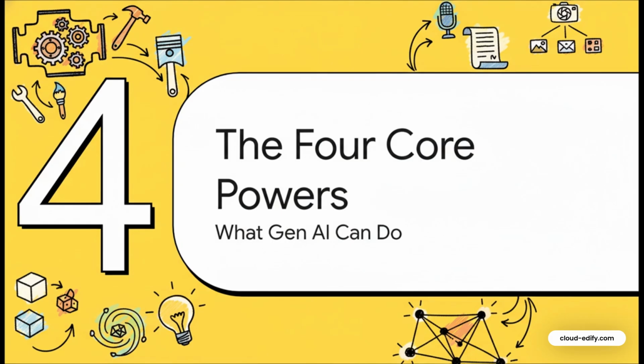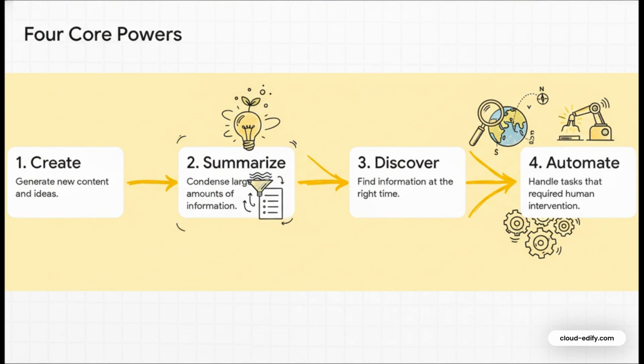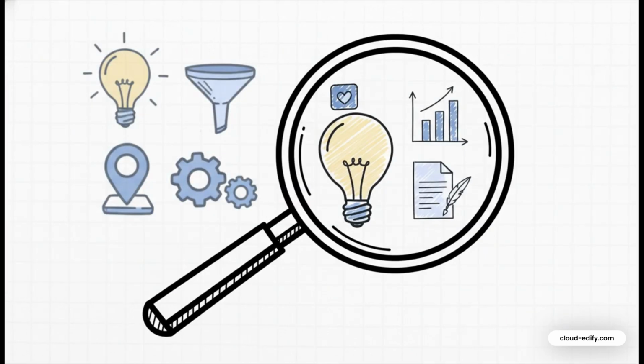So we've established it's a powerful engine, right? But what does that actually mean for a business? What can it do? Well, you can pretty much boil it down to 4 core superpowers. Here they are. Number 1, create. That means generating brand new content, ideas, text, images right out of thin air. Number 2, summarize. Imagine taking a massive 100-page report and boom, it's a 1-page brief. That's what it can do. 3 is discover. It's about finding that one critical piece of information, that needle in the haystack, buried in all your company's data. And finally, number 4, automate. This is huge. It's about taking on those complicated tasks that used to take a person hours and just handling them.